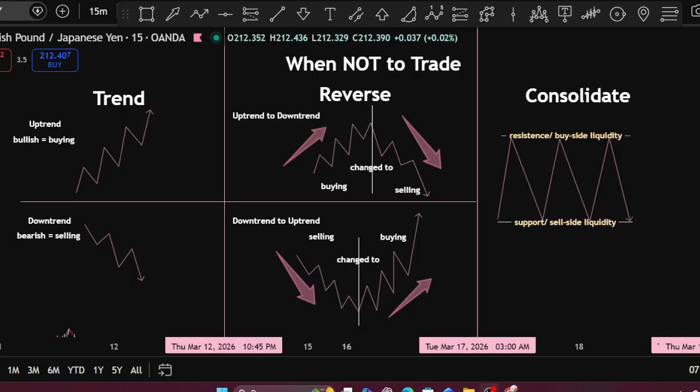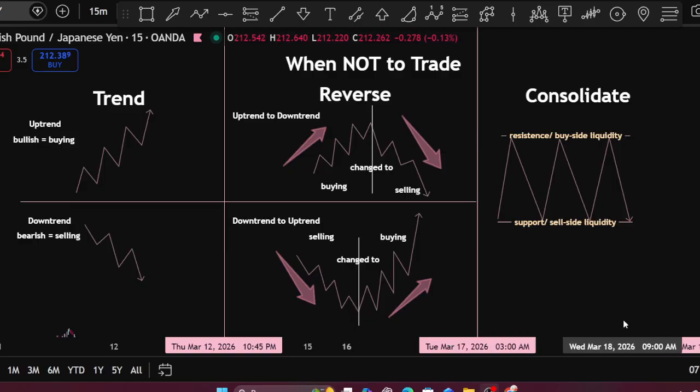Okay, so remember, I hope this does not sound harsh, but if you don't know which one you're looking at, you shouldn't be trading. You should not. This is the basics. So study this first before you jump on the market.